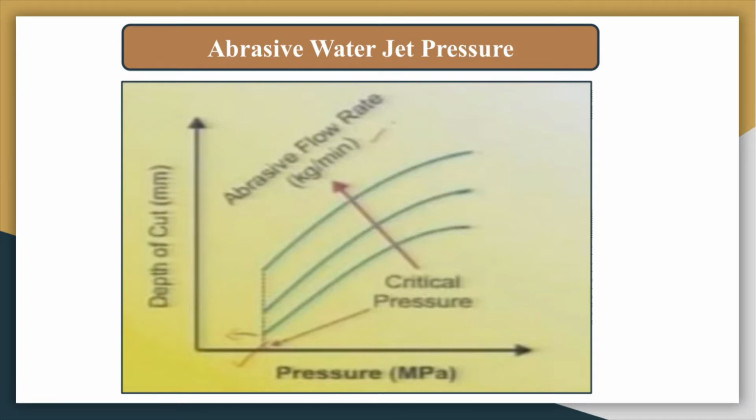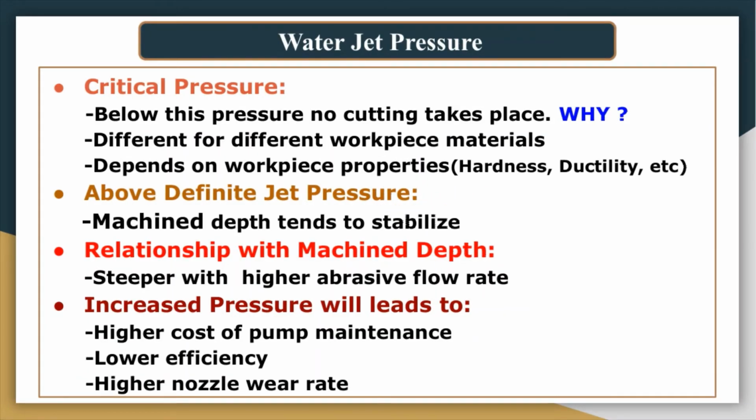If you see here, as the abrasive flow rate increases, the depth of cut also increases. Again, this is also not linear. So you can see the minimum pressure, or critical pressure, or kinetic energy of abrasive particles needed to cut the material, and it is different for different workpieces. Through this diagram we get the effect of abrasive water jet pressure on the depth of cut. Now the same thing is given here again as an explanation.